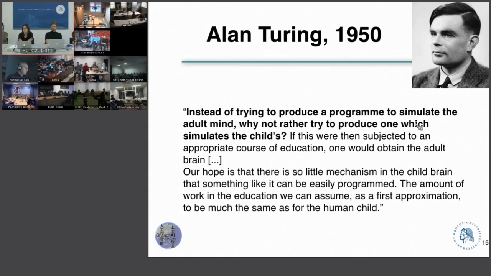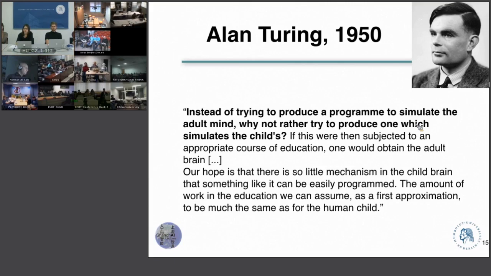So he had already, in the 1950s, basically the idea of artificial development and how you could reproduce development and learning in machines. And he continued with, our hope is that there is so little mechanism in the child brain that something like it can be easily programmed. The amount of work in the education we can assume as a first approximation to be much the same as for the human child.